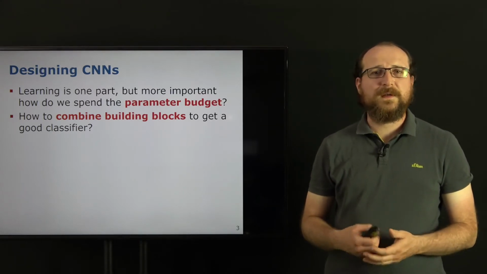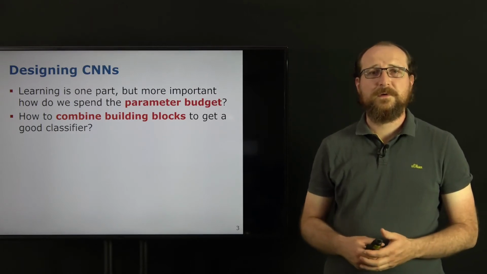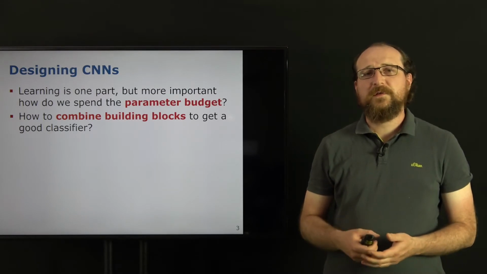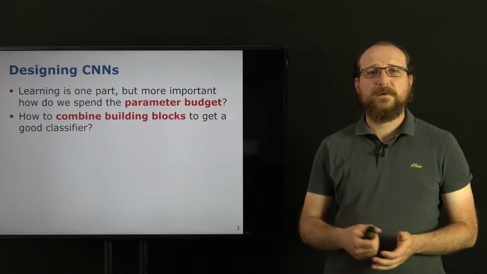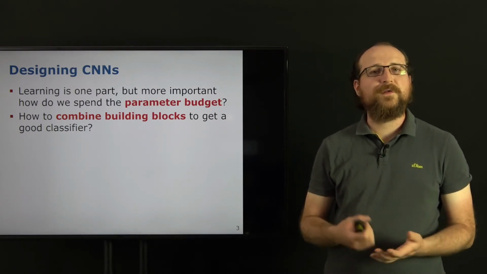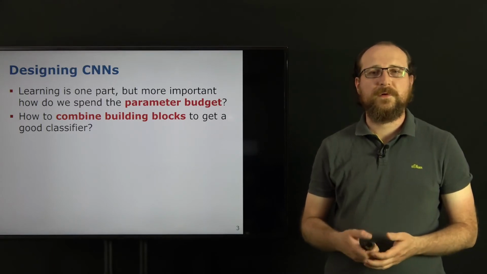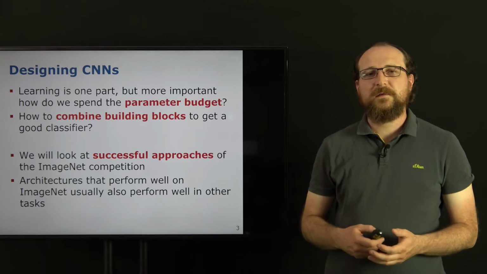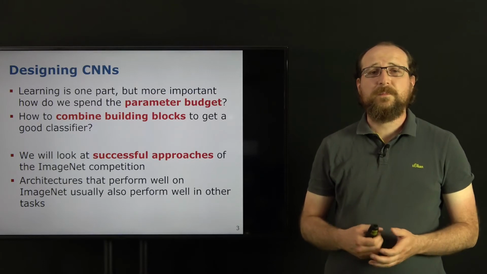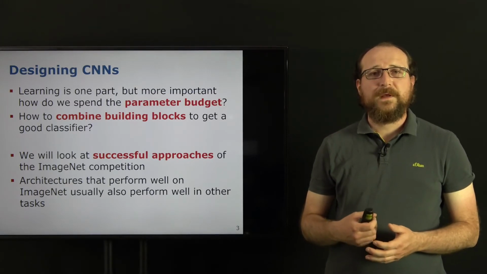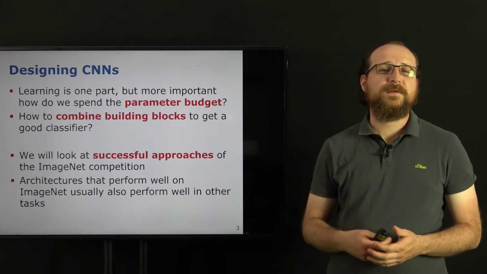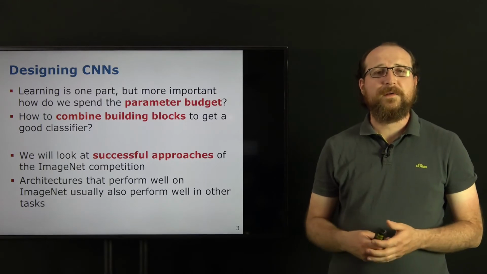So we have a specific number of parameters that we can maybe store on the GPU, and we want to spend these parameters in an efficient way. And the question is now, how do we combine these building blocks like the convolutions, the max pooling operations and the fully connected layers in a way that we efficiently use this to get a good performance for different tasks. And for this we are looking at successful approaches that were applied for ImageNet and the ImageNet competition, which is one good idea, because architectures that perform well in this task are usually also performing well in other tasks.